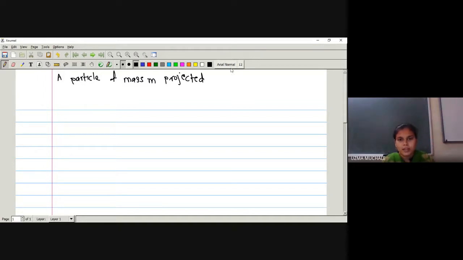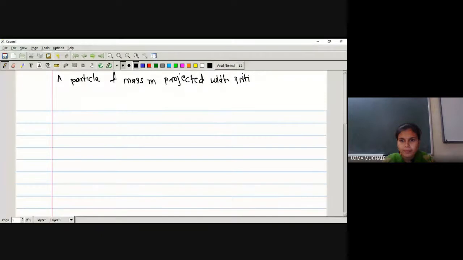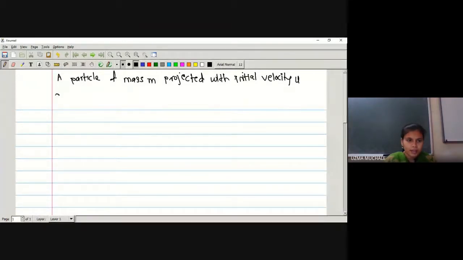A particle of mass m is projected with initial velocity u at an angle alpha, right, at an angle alpha.